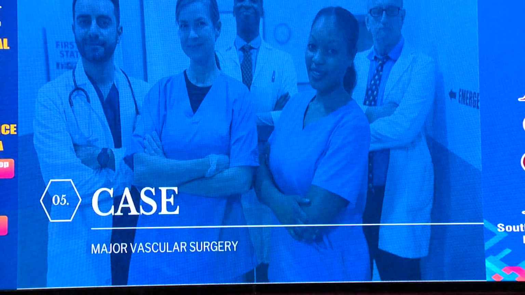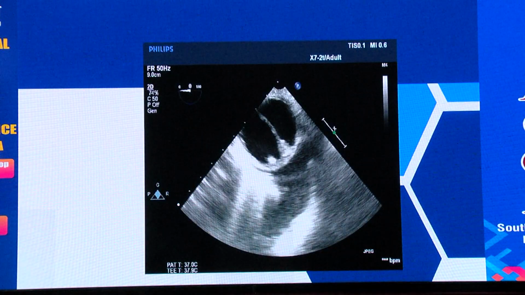Okay, so major vascular surgery, sudden back pain, the patient enters the ER, and then what do they do? They give a pantoprazole, they give a buscopan, they give a painkiller, and then they say that everything is fine. But what is actually happening? Then, what's going to happen?